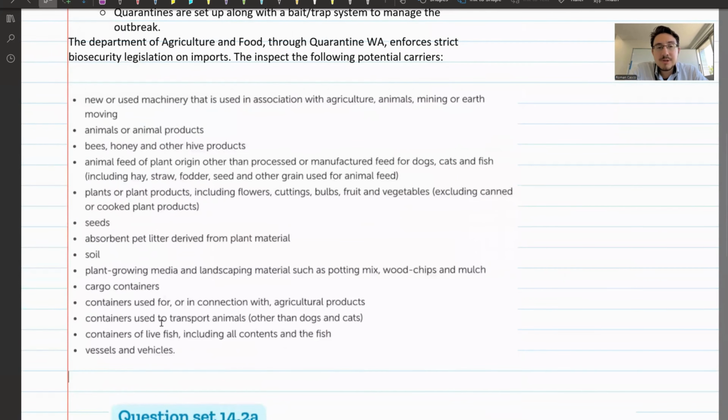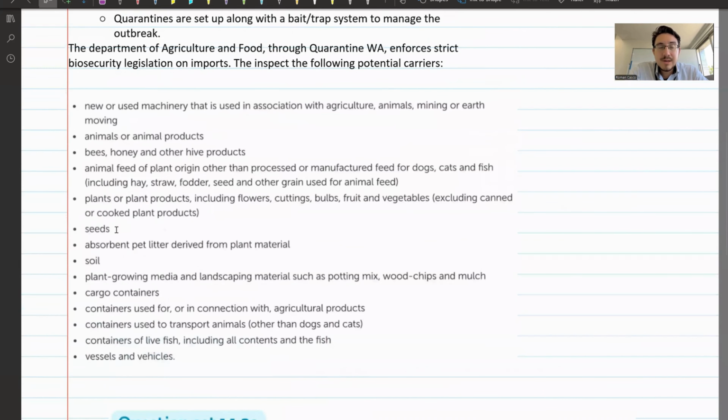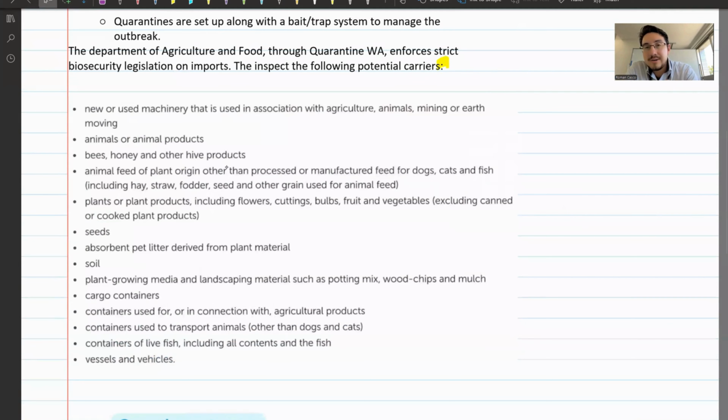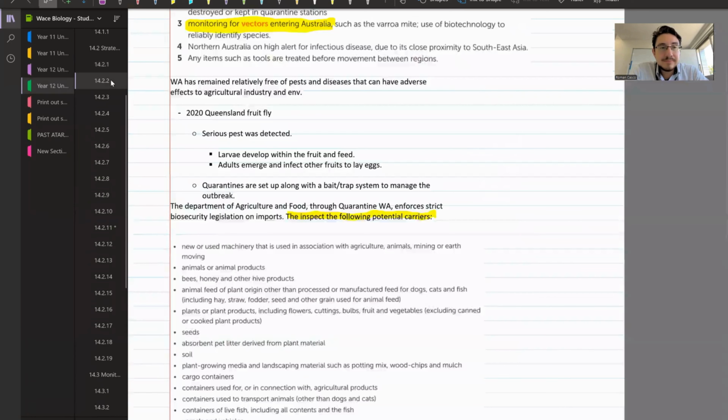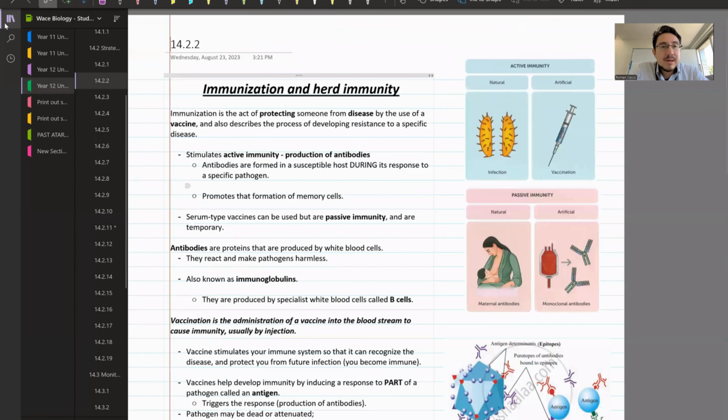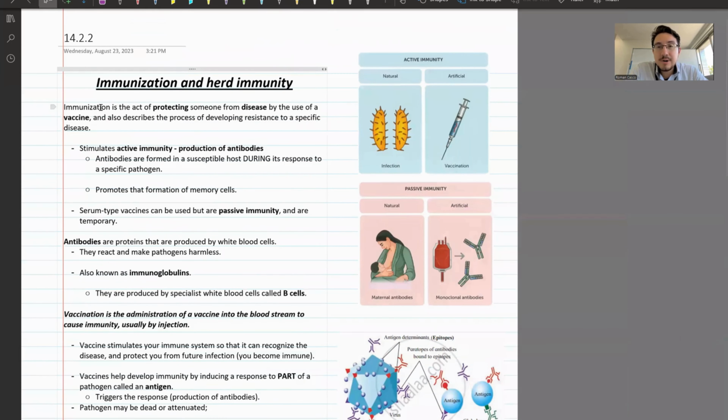So make sure you know specifically some examples of potential carriers. I'm going to highlight that there. All right, good. Next one is immunization and herd immunity.